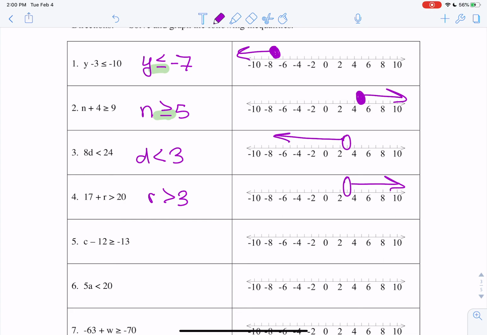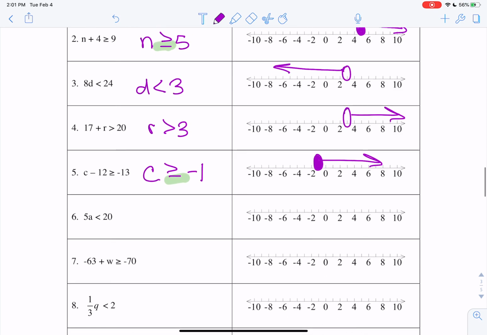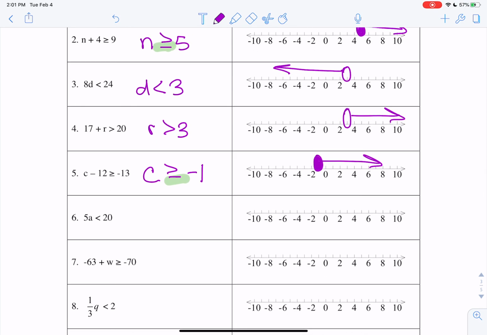For 5, you should have gotten c is greater than or equal to -1. I'm going to put my bubble on -1. We do have the equal sign, so my bubble's going to fill in. And if c is all the numbers bigger than or equal to -1, then my arrow is going to go to the right. For 6, you should have gotten a is less than 4. Put my bubble on 4. There is no equal sign, so the bubble stays open. A is all the numbers smaller than 4, so my arrow goes to the left.